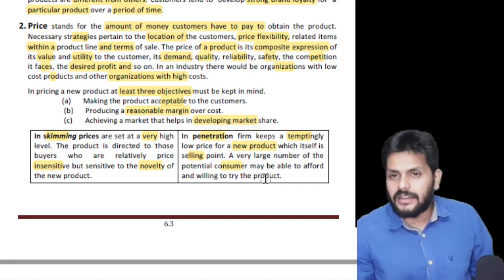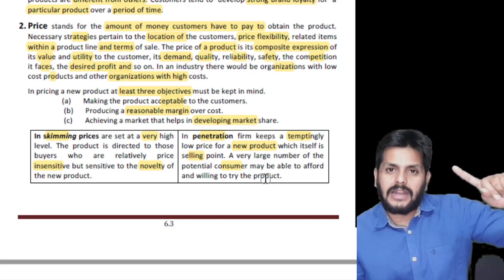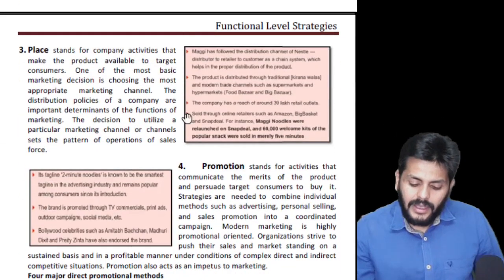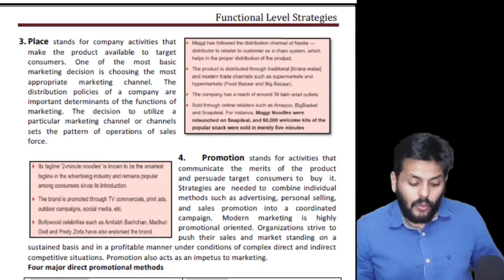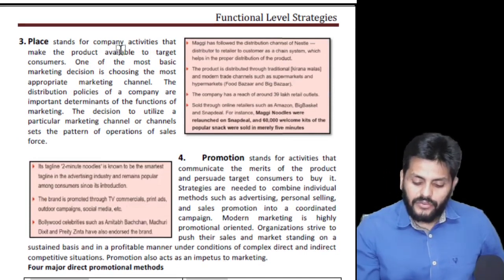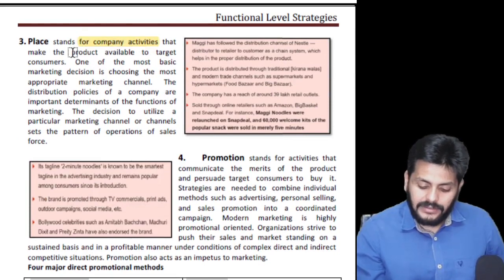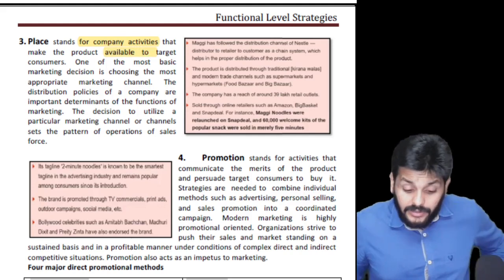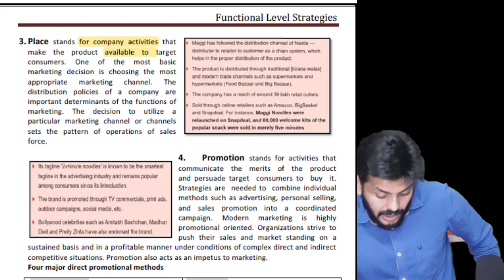So, two pricing strategies. What are the first two P's? Product, price. The third one is a very easy one called place. What is place? It is where the product is made available for sale. Place stands for all the company activities that make the product available for the target market. Available to the target market.